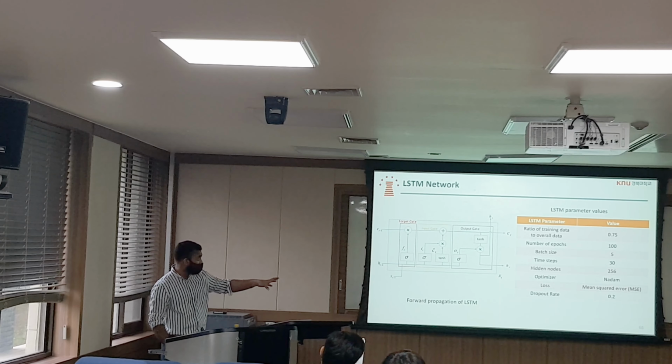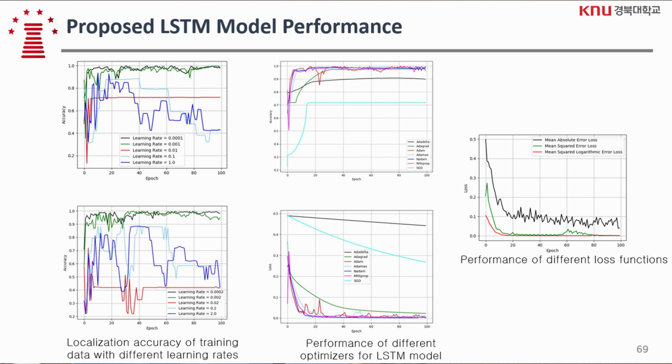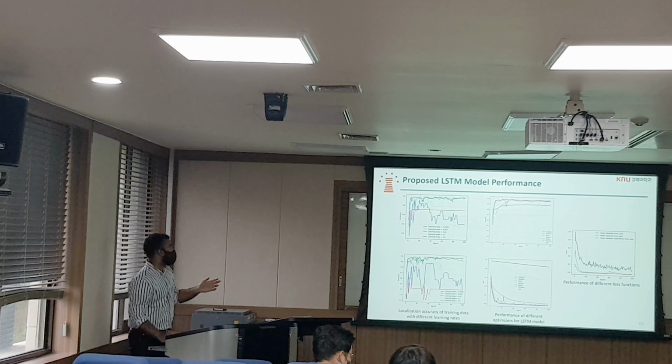To define these parameter values, we did many simulations and hyperparameter tuning, looking at localization accuracy for training data with different learning rates. Using this result, we identified the best learning rate. We also considered different types of optimizers, such as Adam and SGD, analyzed which optimizer gives the best performance, and picked that optimizer for our localization.